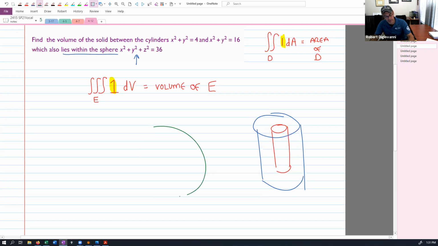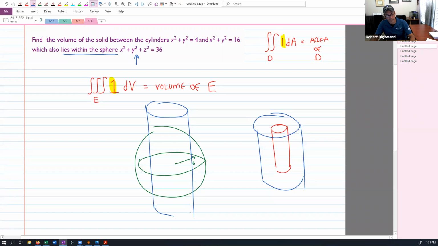I don't like that picture. I'm going to draw my sphere first. This is a sphere that has a radius of 6. And then I've got this cylinder that I know is going to punch through here that has a radius of 4. And then I have another cylinder inside of that punches through there. It has a radius of 2. So can you see the solid we're talking about? It's the one that's bounded by all of those.